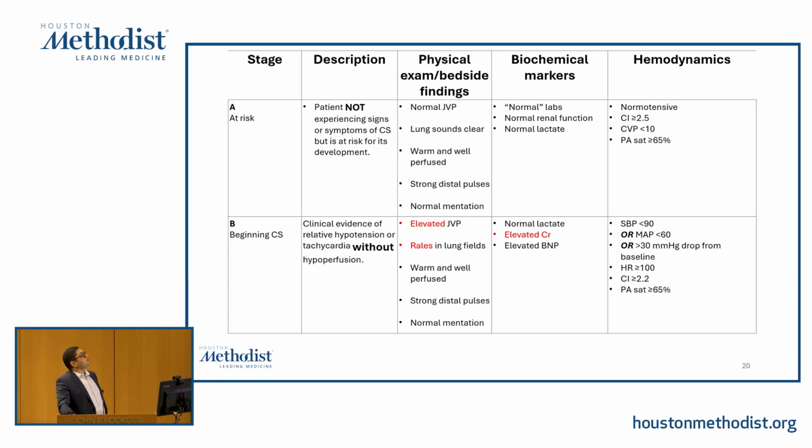So to go into specifics about these stages, stage A are patients who are at risk. These are normal patients. Everybody can be at risk, everybody can get an MI, everybody can have an issue that reduces their cardiac function, so I'm not going to go over that. But then we'll go to B, which is the beginning. These are the patients who don't have hypoperfusion yet. These are the heart failure patients probably that you're going to see on the floor. These are the patients who have elevated JVPs. They are the ones who have crackles in their lungs when you examine them.